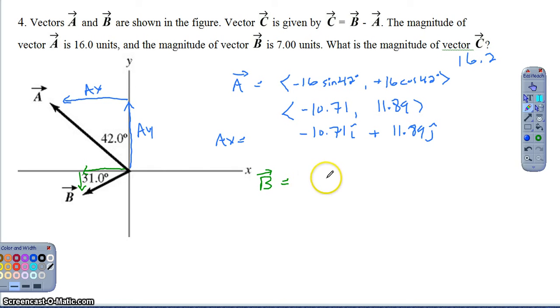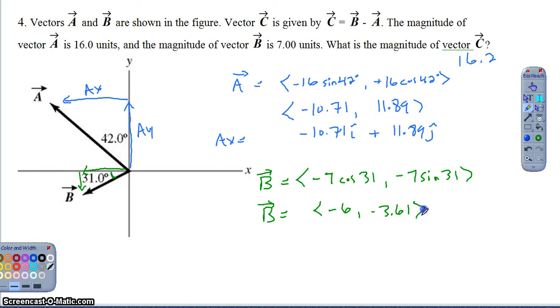For vector B, the magnitude is 7. It is again going off to the left, so I'm once again going to make that a negative. So it'd be negative 7 times cosine of 31, and this time I'm using cosine based on that angle. Then, because it's going down, it'd be negative 7 times sine of 31. Calculating these two measurements, very similar to what I did for A, I get about negative 6, and then about negative 3.61.